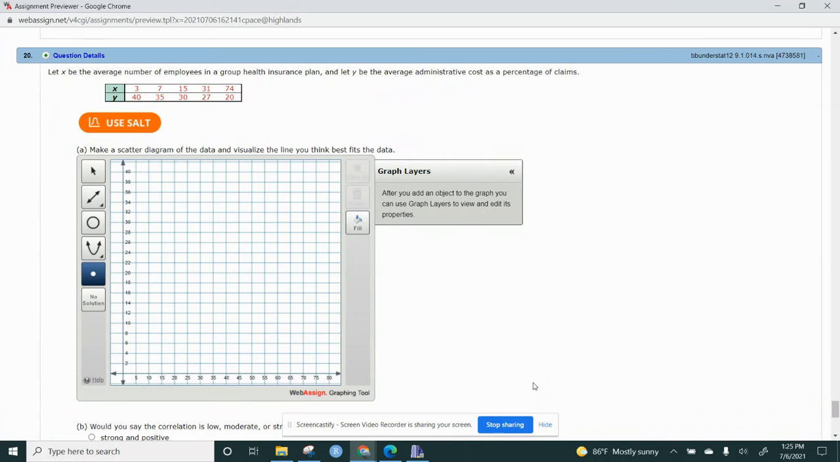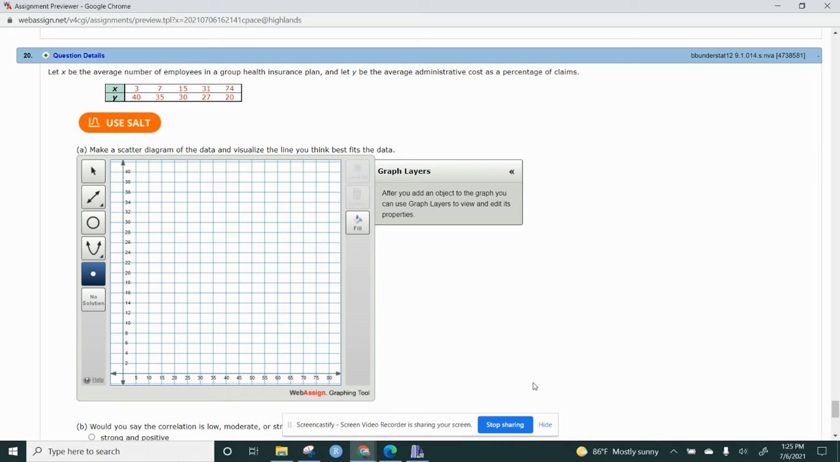So let's do number 20. Let X be the average number of employees in a group in a healthcare plan. So X is the number of employees. And then Y, it says, is the cost as a percentage of claims. Okay, so Y is cost.